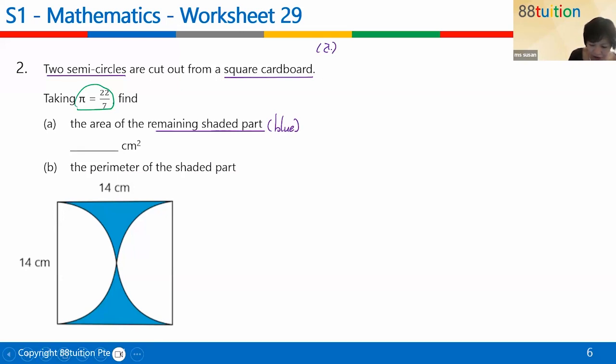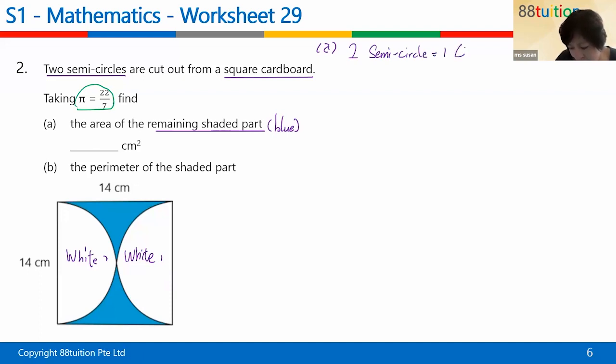Part 1, in order to find the remaining, that means this is the white. W stands for white. So white 1. This is white 2. Now, do you realize the white 1 and white 2, when they add together, what do you get? They get a circle. So you use the square minus the area of the two semicircles. So 2 semicircles will give you a circle. So in order to find the shaded region, what you need is to find the square first.